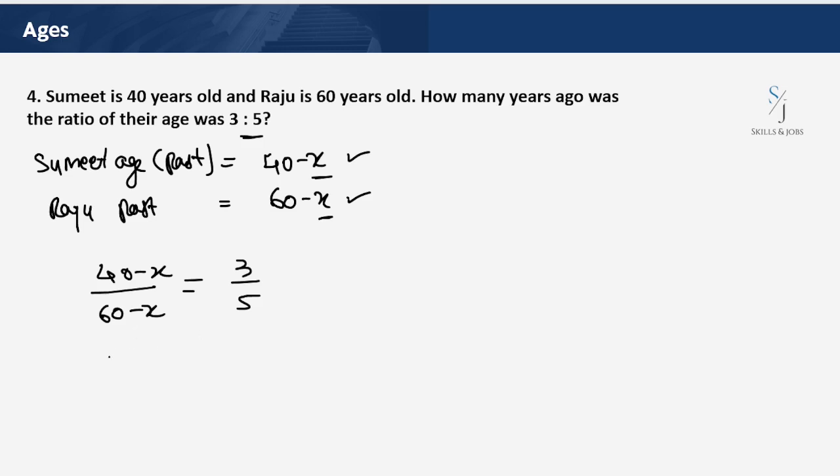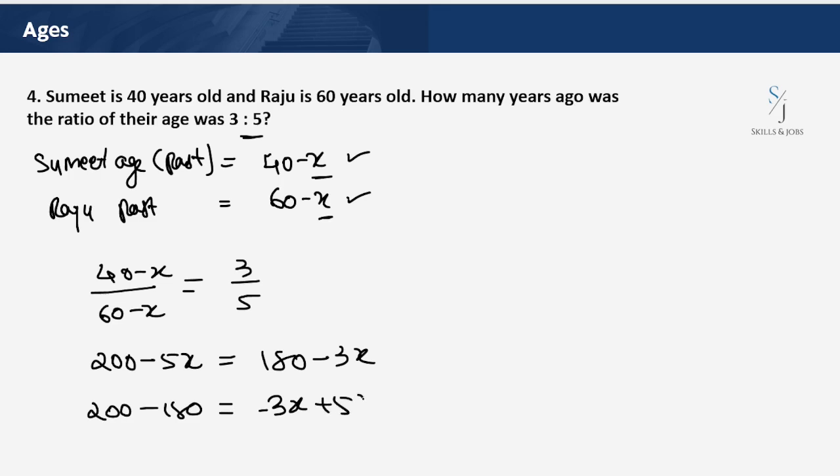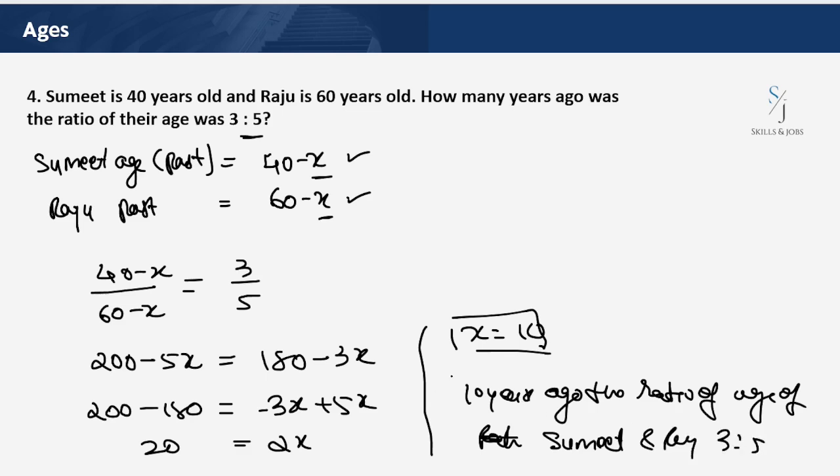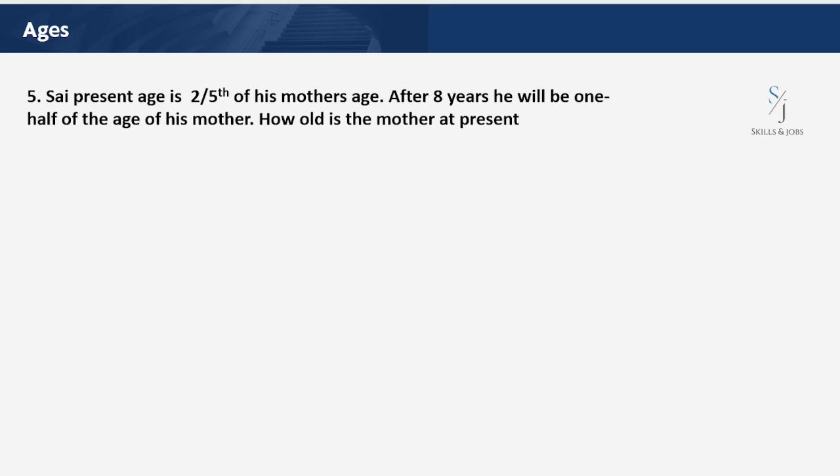Okay, now solve this. So it is going to be 200 minus 5x is equal to 180 minus 3x. So 200 minus 180 is equal to 3x plus 5x. So 2x is equal to 20. x is equal to 10. So we need to write 10 years ago the ratio of age of Sumit and Raju was in the ratio 3:5. So highlight this.